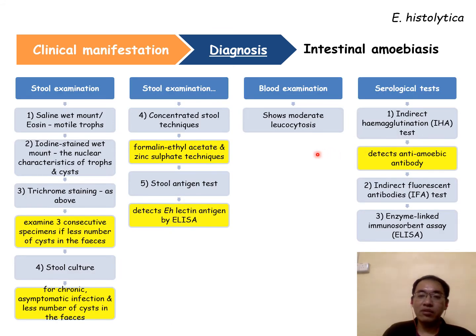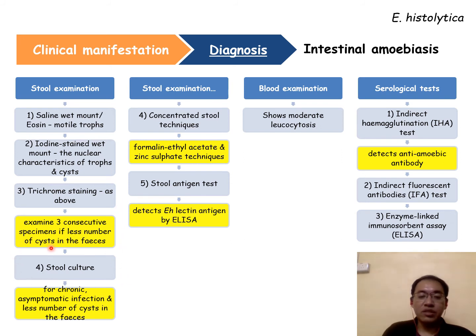Now we have come to the diagnosis of intestinal amoebiasis. For stool examination, basically we would like to demonstrate the presence of the parasite in the stool samples, whether it's the trophozoite, cyst, protein, or the parasite-specific DNA. Microscopic examination remains the gold standard. We can use saline wet mount or iodine wet mount, or we can also perform trichrome staining. Trichrome staining is the more advanced microscopic method as it stains using 3 different colors. It will demonstrate the morphology better.